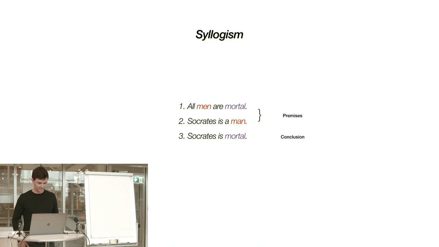And then if we make a third sentence, which has the same subject as the second and the same predicate as the first, then the third sentence will always be true. So if all men are mortal and Socrates is a man, then Socrates is mortal. This is the conclusion. And this will always be true. It doesn't matter what the subject or the predicate is. This construction makes it true, not the world.